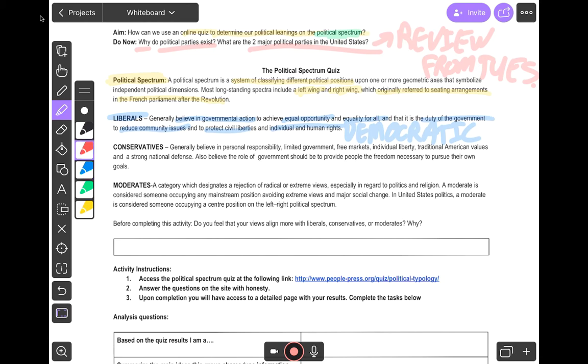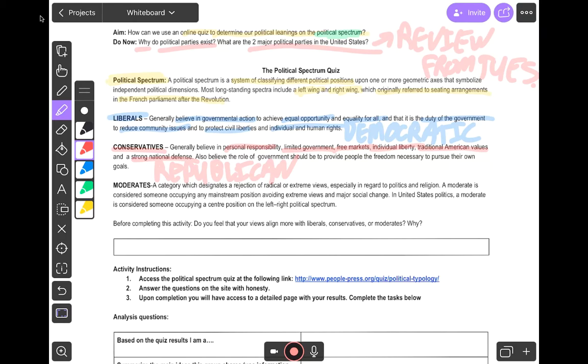On the flip side, we have conservatives, on the right side of the spectrum. They believe in personal responsibility, limited government, free markets, individual liberty, traditional values, and a strong national defense. And once again, this is the major platform for the Republican Party. They try to shrink the government. They want individuals to have more power, to have more say, and they really want to take government out of people's lives. That's more of a conservative view of government.